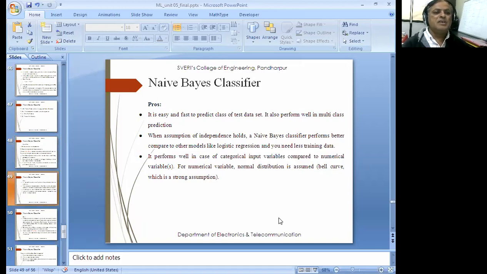So these are the pros. It is easy and fast to predict the class of the test data set. It will perform on multi-class predictions. When the assumption of independence holds, the Naive Bayes classifier performs better compared to models like logistic regression, and you need less training data. So ये less training data पे भी काम कर सकता है अच्छी तरह से। और ये जो Naive Bayes है ये हम लोग practicals में भी देखेंगे। When we'll be having a 2 days session for only practicals, in that we'll be seeing the Naive Bayes classifier also, how it could be useful. Less training data पे भी ये काफी काम अच्छा कर सकता है। It performs well in case of categorical input variables compared to numerical variables.